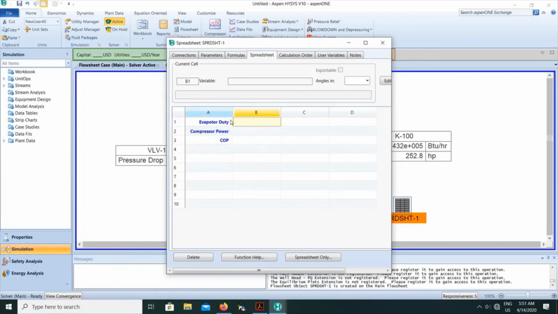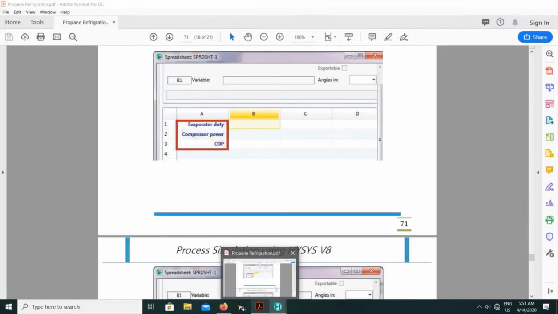Now here we need to use evaporator duty. I think the spelling is not correct. Evaporator duty. Okay, so let's put the evaporator duty. That will be the duty of the evaporator.